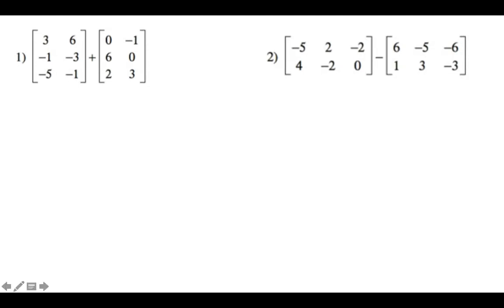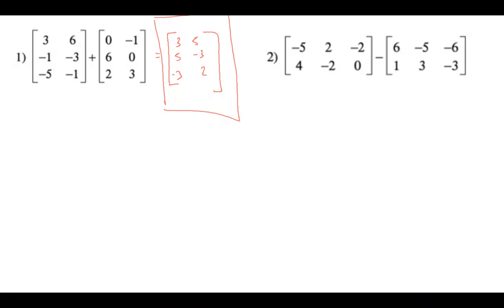So when I add these two, I'm literally just gonna add their cells. Okay, so 3 and 0, I get 3. 6 and -1, I get 5. -1 and 6, I get 5. -3 plus 0, I get -3. -5 plus 2, I get -3. -1 plus 3, I get 2. That's my answer. Hoping that's reasonable.